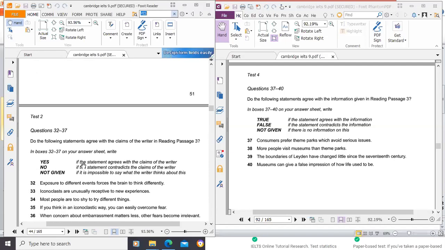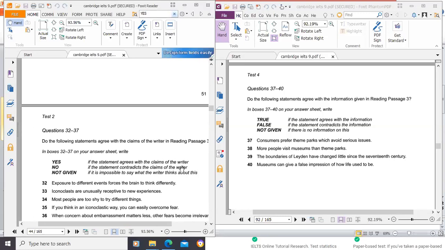You can see it is Yes if the statement agrees with the claims of the writer. It is No if the statement contradicts the claims of the writer. And Not Given because it is impossible to say what the writer thinks about this. So the question will now come like this, and it is all about the writer's claim. You just look for what the writer claims.